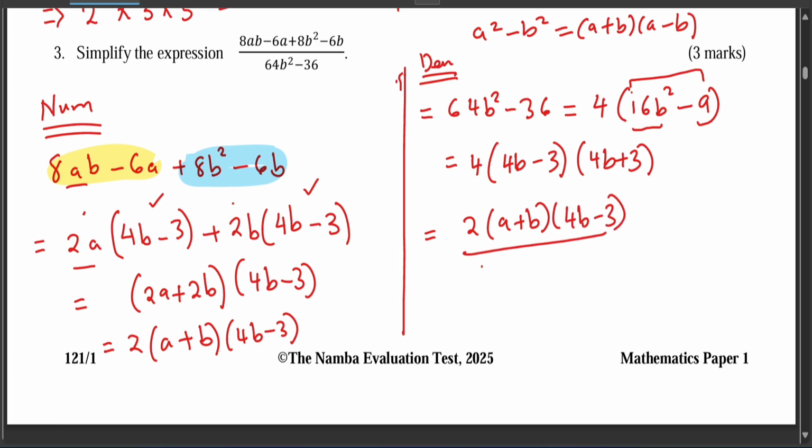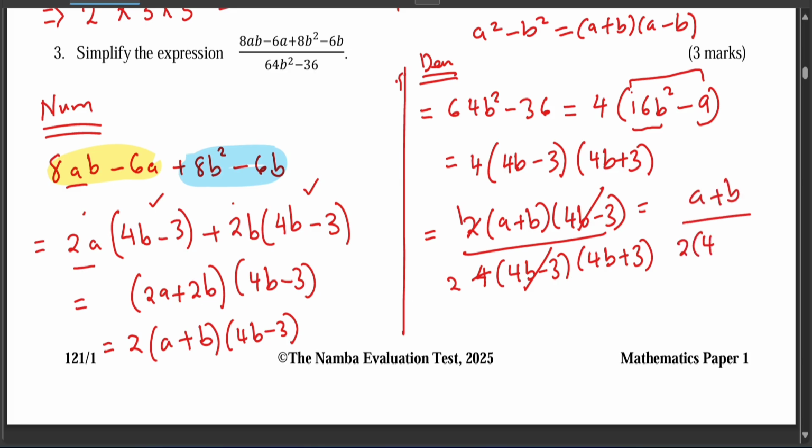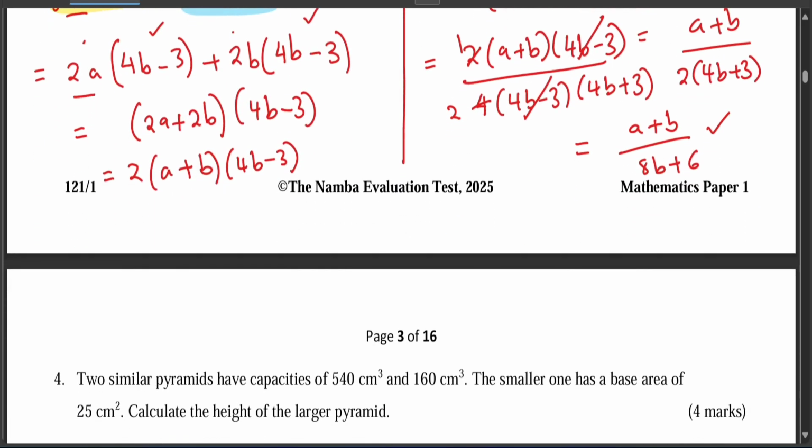Which one cancels out? This one cancels out, and by 2 it's 1, by 2 it's 2. So your final answer should be written like this: 2 into brackets 4b plus 3. Or you can expand to be like this: 2 times 4b is 8b plus 2 times 3 is 6. Okay, that's for question 3.